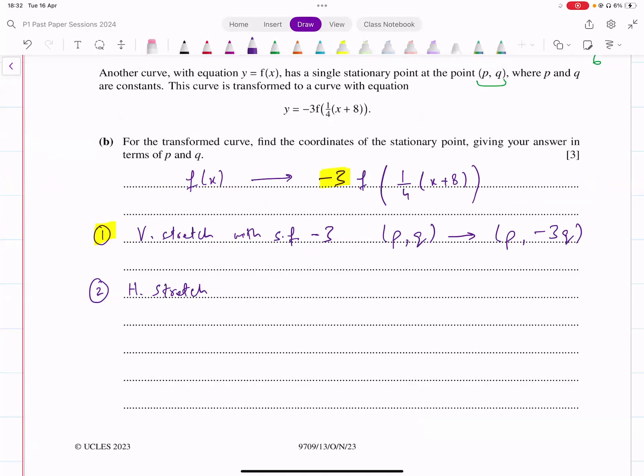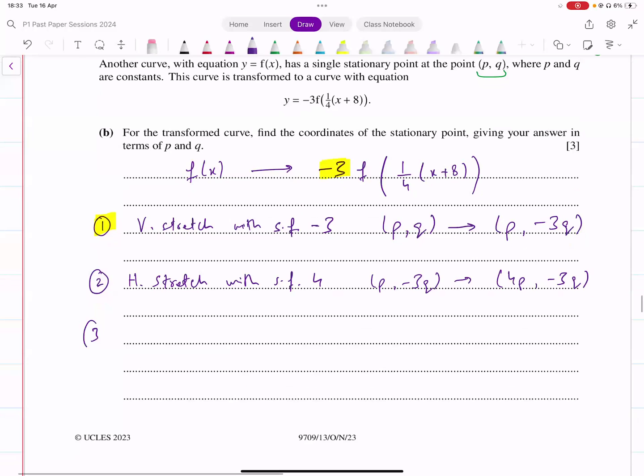You do horizontal stretch with scale factor. What's the scale factor? It's multiplying by 1/4. What about the scale factor? It's the reciprocal of that. The scale factor is going to be 4 in this case. Okay. So what happens in this case? So this was what we had gotten to already. After the second transformation, where does this go? So we had p and -3q. It becomes 4p and -3q. The x coordinate gets multiplied by 4.